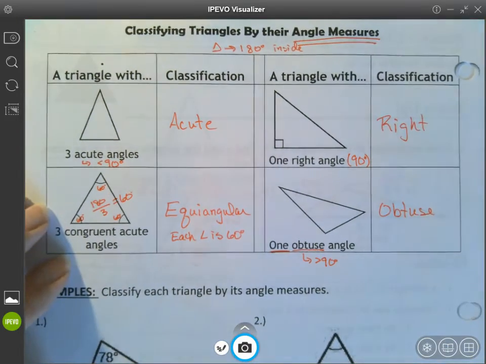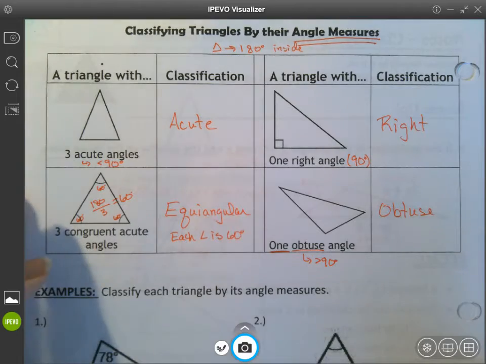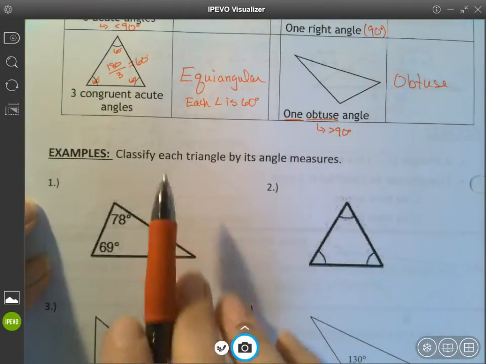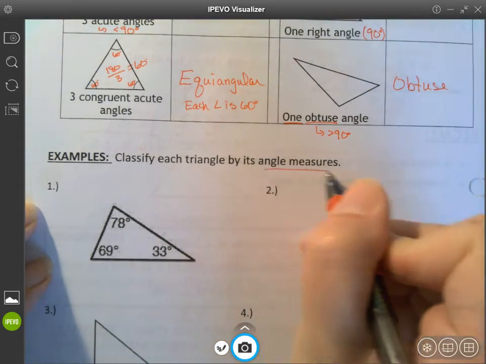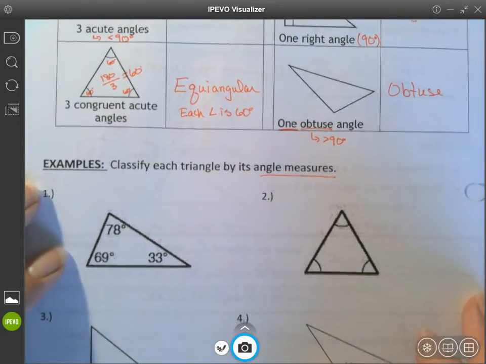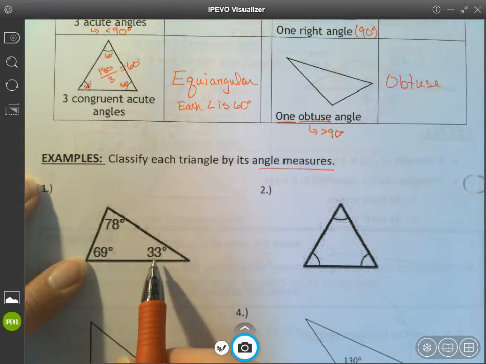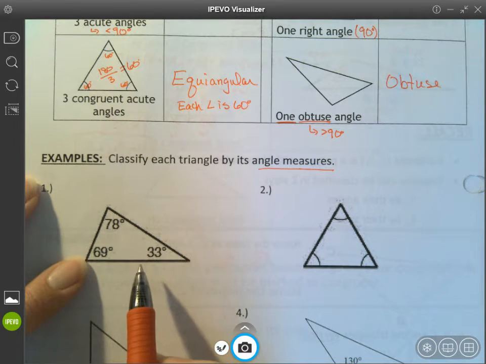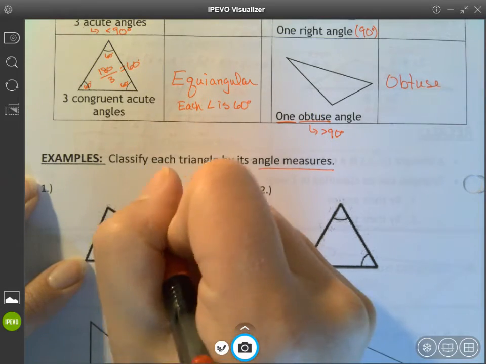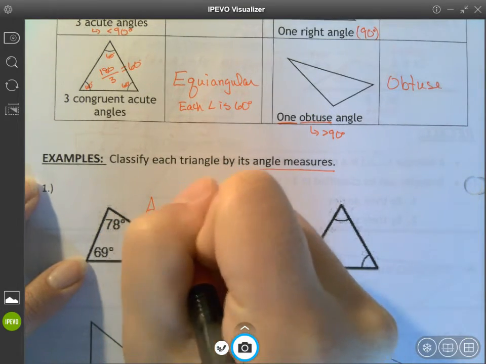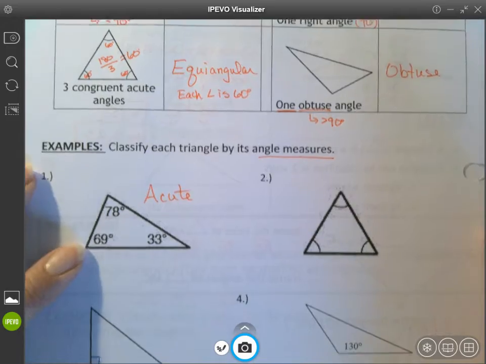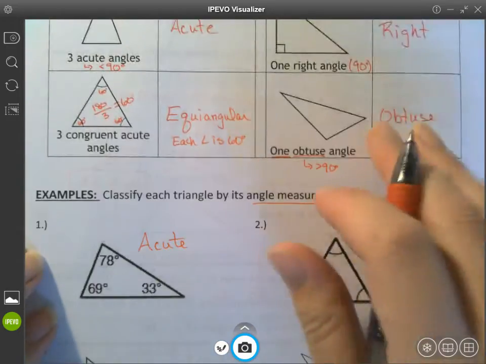Why are we learning about triangles in 11th grade? Building our geometry skills. All right, so we're going to classify each triangle by angle measure. You want to make sure you listen to the directions there. So look at my angles. They're marked for me. 69, 78, 33. Do you see that they're all under 90 degrees? So we would call this acute.